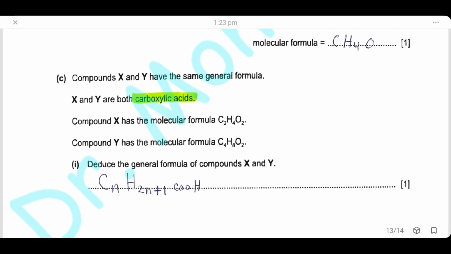Compound X and Y have the same general formula. They are both carboxylic acids. Deduce the general formula for compound X and Y. The general formula for all carboxylic acids is CnH2n+1COOH.